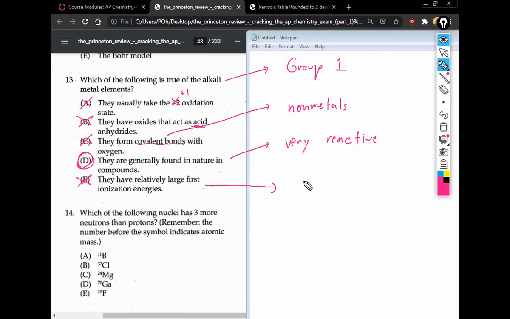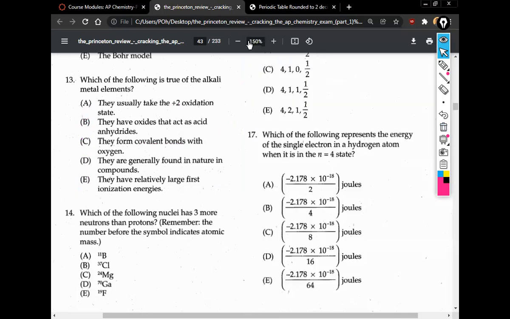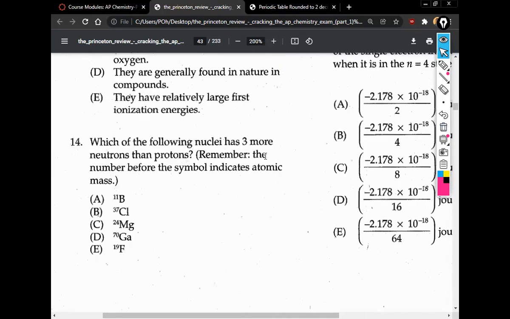Which of the following nuclei have 3 more neutrons than protons? This should be easy. Which one of these elements has 3 more neutrons than protons? Should I scroll up a little, guys? Is it hard to see? Or zoom in? Okay, give me a sec. Zooming in.